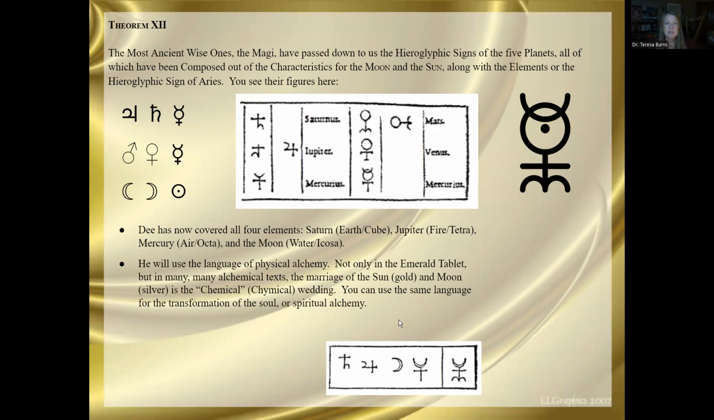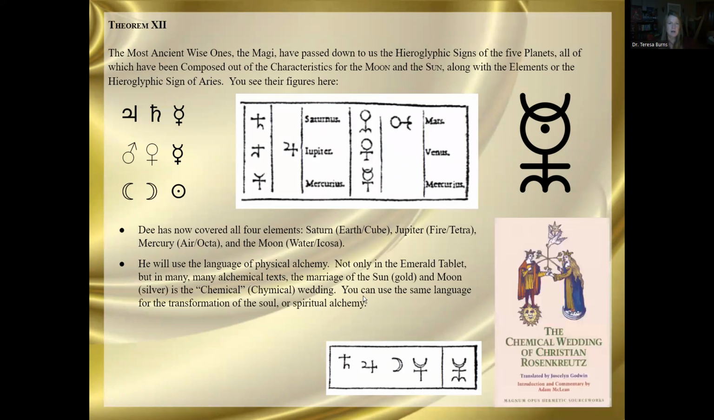So he's going to use the language of physical alchemy, not only in the Emerald Tablet, but in almost every alchemical text, really. You get the marriage of the sun and moon, gold and silver, being the chemical wedding. And I've talked about the Chemical Wedding of Christian Rosenkreutz, where Dee's Monas Hieroglyphica symbol appears. That's one of many reasons why Francis Yates considers the philosophy embodied by the hieroglyphic monad to be the hidden philosophy of Rosicrucianism.